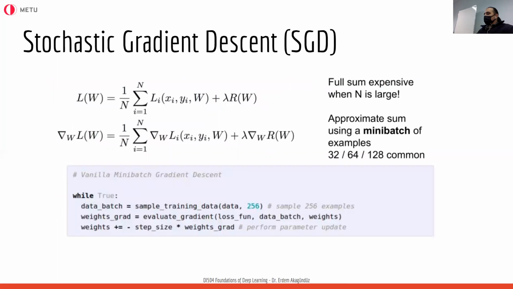Stochastic gradient descent is a simple version of gradient descent where you have the loss calculated not only for a single element, but for a number of samples. They are called batches. In deep learning, you've heard of them. And since all of these things are done in the GPU, the batch size in stochastic gradient descent is decided by how many training samples you can fit into your GPU memory, okay? So it's vanilla mini-batch gradient descent code where you sample training data. You have 256 samples. You evaluate the gradients and you update the weights.